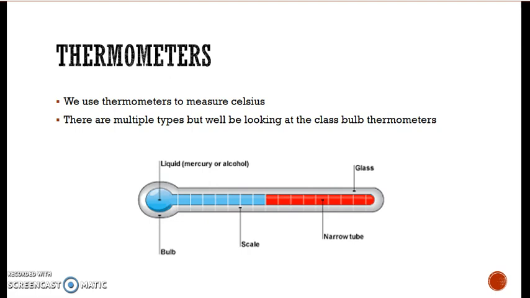Thermometers. We use thermometers to measure Celsius. And also Fahrenheit, but nobody uses that. There are multiple types, but we'll be looking at glass bulb thermometers for now. As you can see, inside there's a bulb, there's a scale, a narrow glass tube, and inside there's liquid. It's mercury or alcohol. It can be either. Yeah, we'll be explaining more into that.